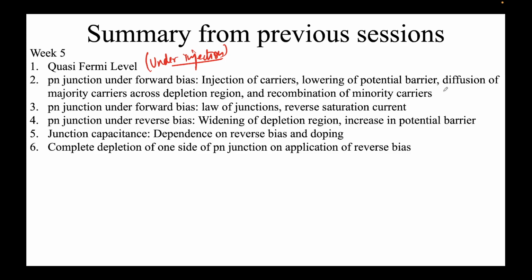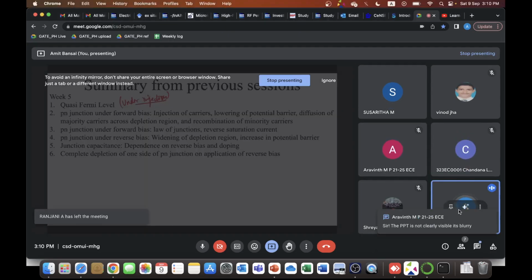This whole process generates currents. We saw one very famous diagram, the contribution of drift as well as diffusion: hole diffusion, electron diffusion, electron drift, and hole drift. And we saw the law of junctions and the reverse saturation current, their expressions. Then we discussed the case of reverse bias, where the depletion region widens due to the application of reverse bias, and naturally the potential barrier also gets increased.